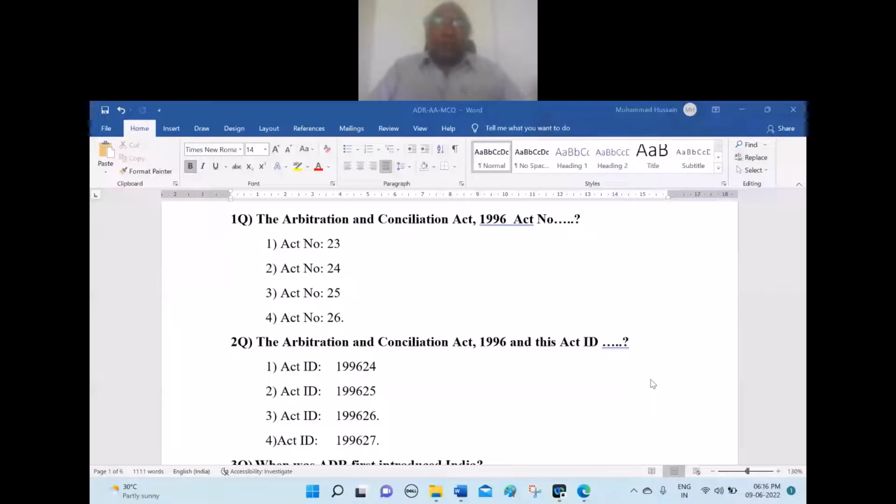Option 3, because 1996 is the year and the Act number is 26, so the ID number is 199626. That is the ID number. So now you can easily make it out. For any Act, the ID number is formed by joining the year with the Act number.